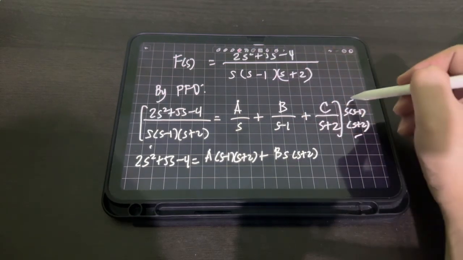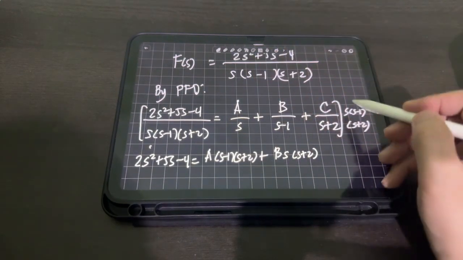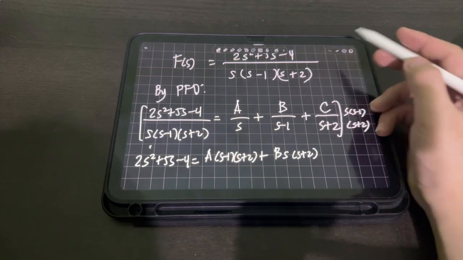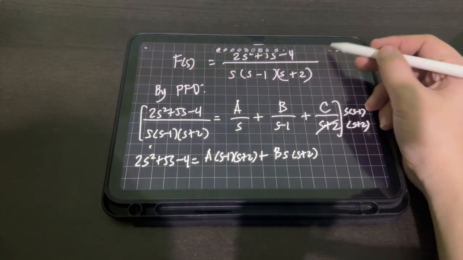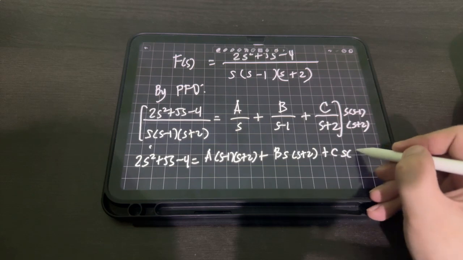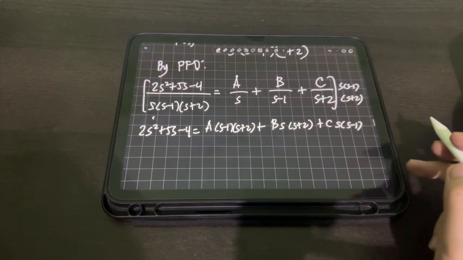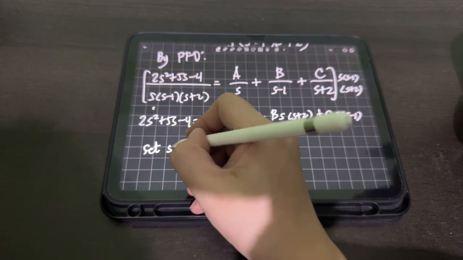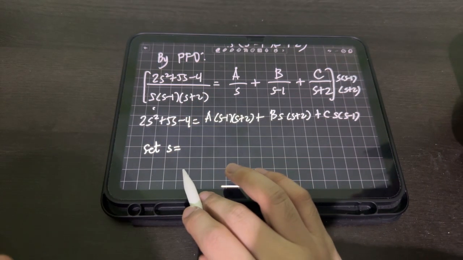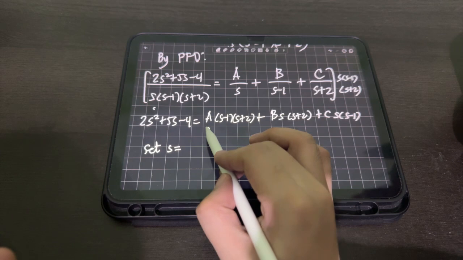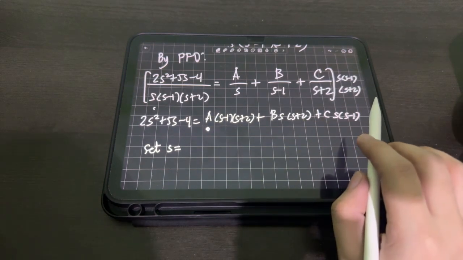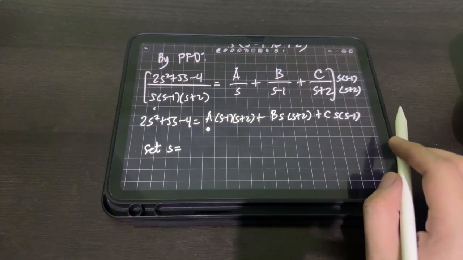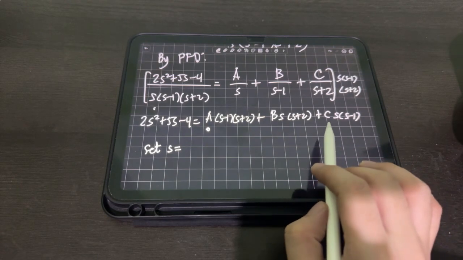Okay. Then last, multiply the LCD by c over s plus 2. Cancel out s plus 2. We have c times s minus 1. Okay. So by cover-up method, if you want to solve for A first, what if we already have three unknowns? Capital A, capital B, capital C.